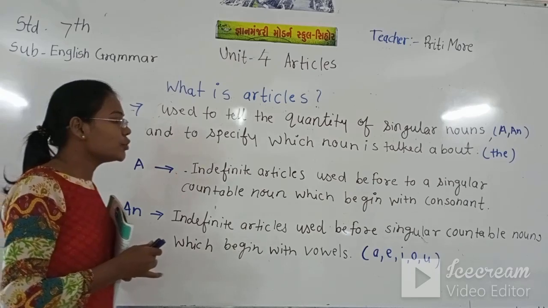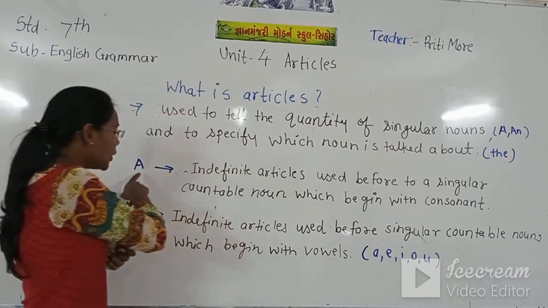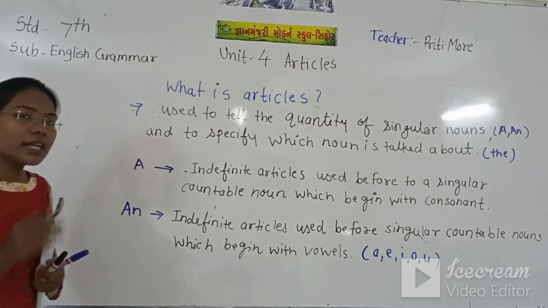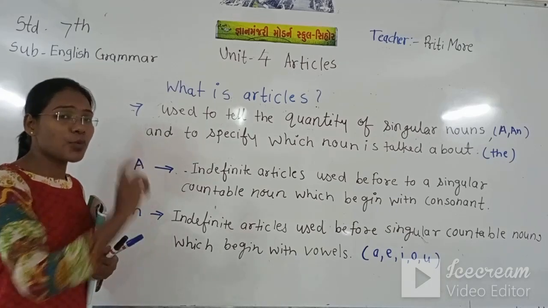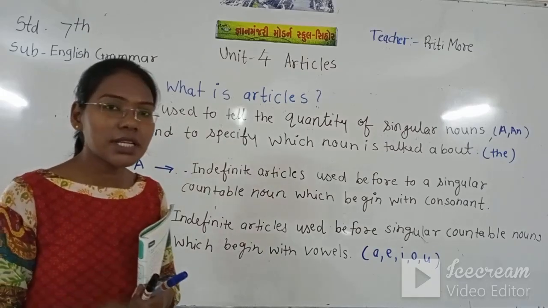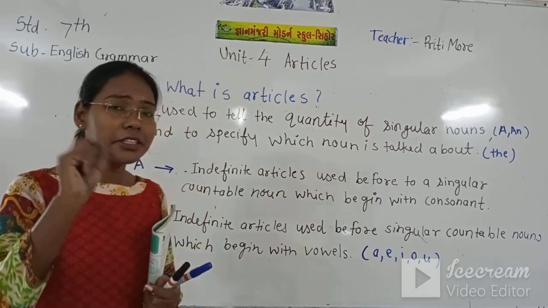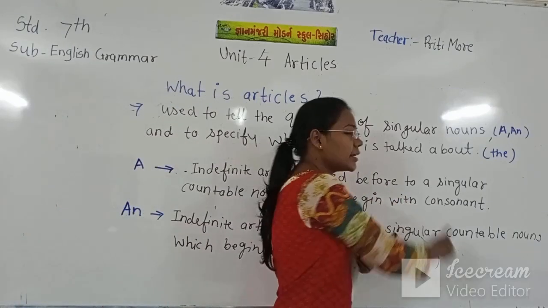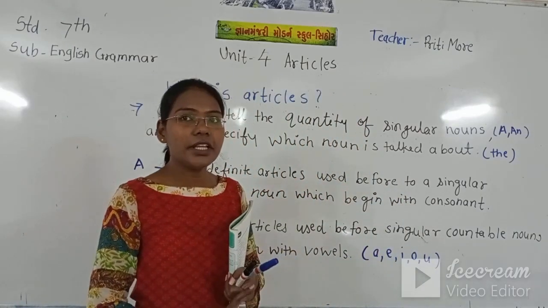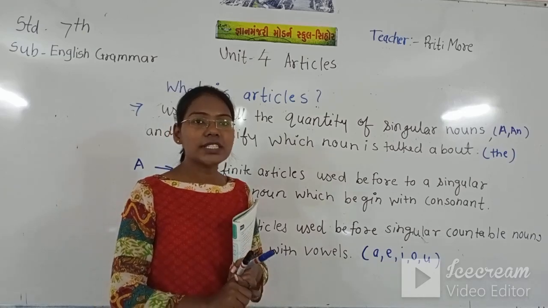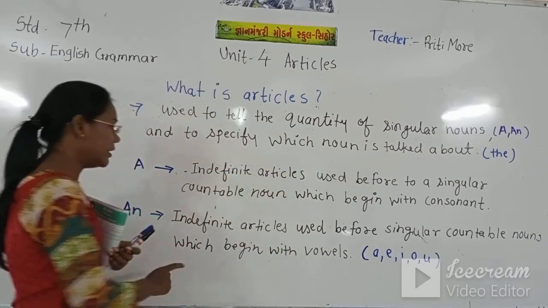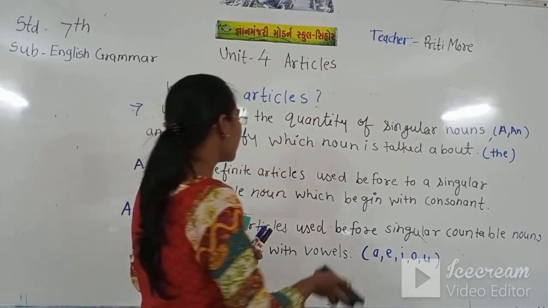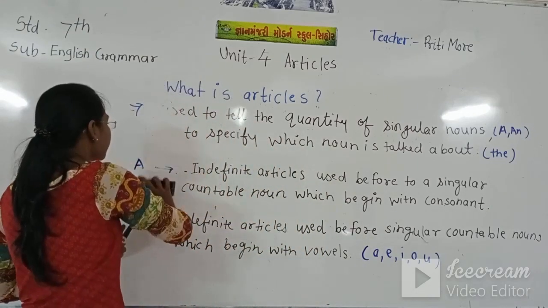I hope, students, you got when to use the article a and when to use the article an. Both are indefinite articles and both are used before a singular countable noun. There is just a little difference: when the word begins with a consonant we use a, and when the word begins with a vowel we use an. Now we will see the examples. First I have to rub this.